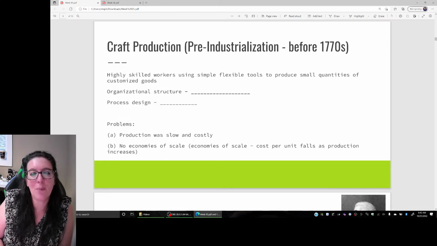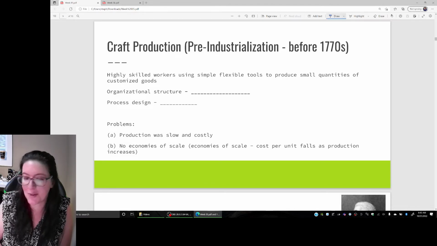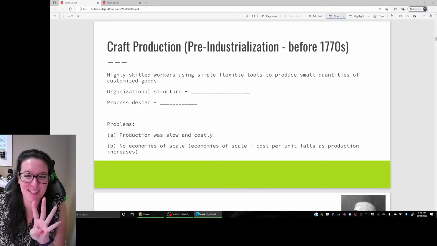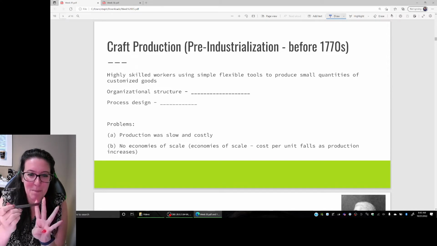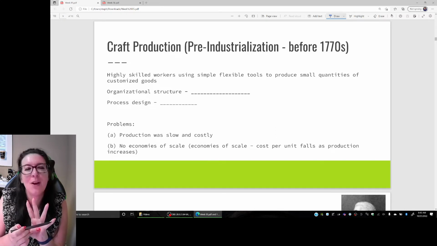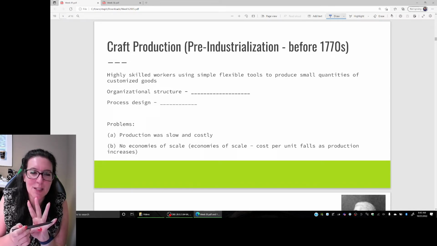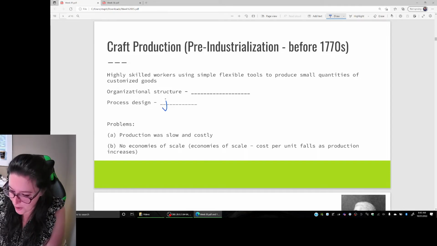So what type of process design would that be? Well, first, what are the 4 types of process design? We have job shop, batch, repetitive, and continuous. And so because we have tools that are very general purpose, the quantity is low, the variety is high, we have a job shop.